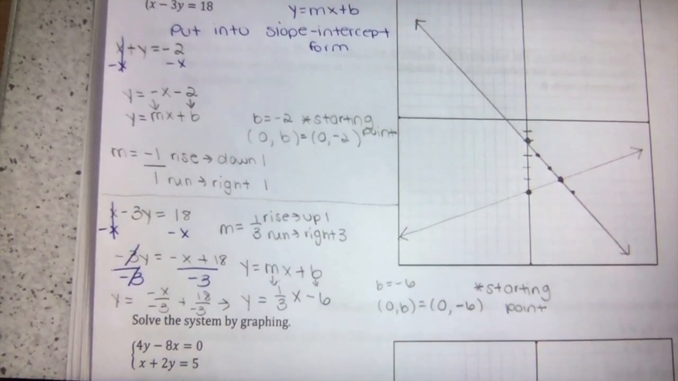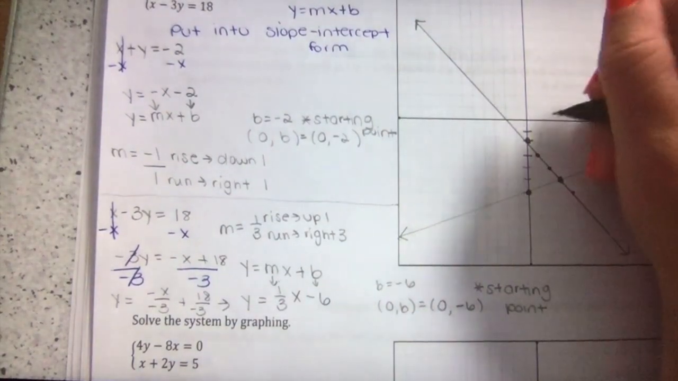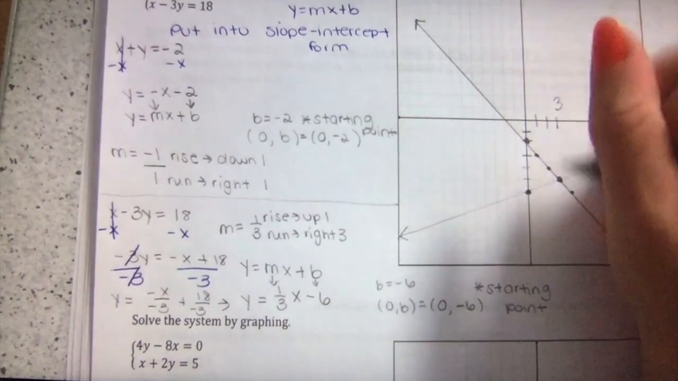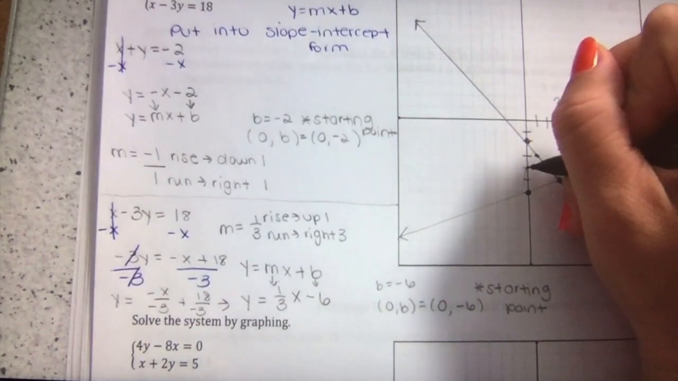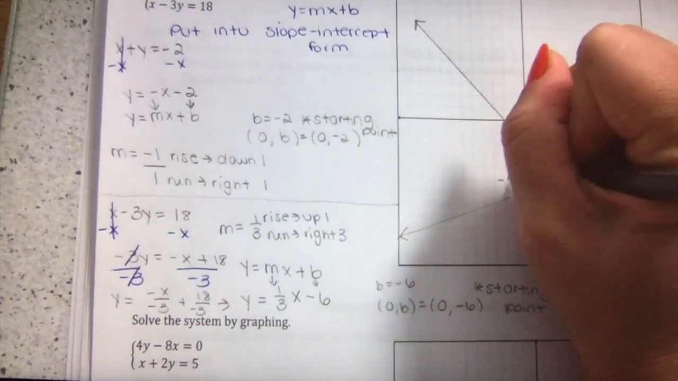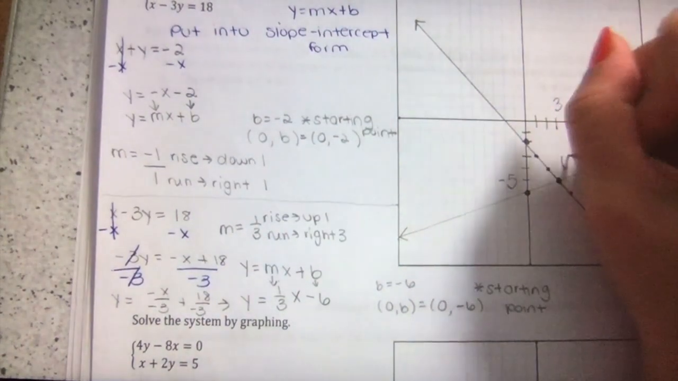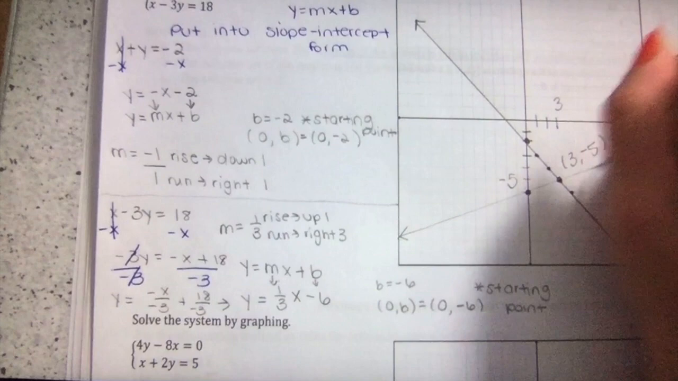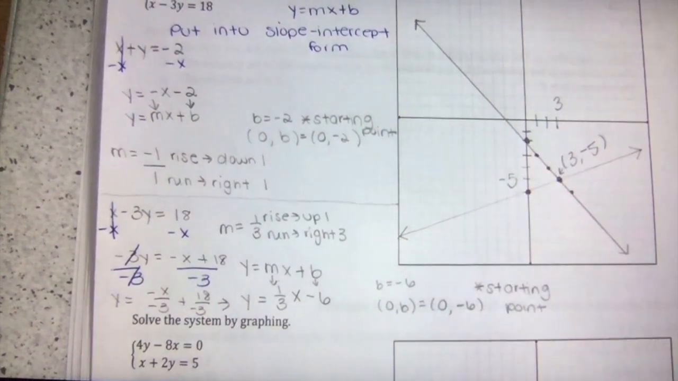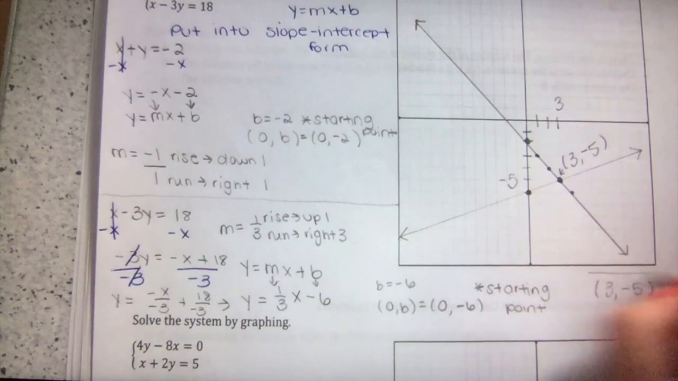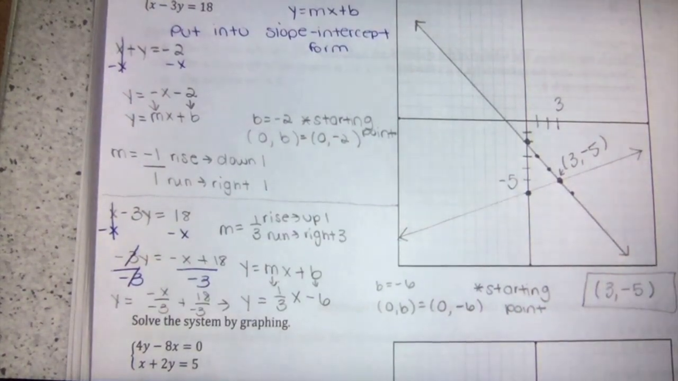Okay, so these two lines cross. That's what we're looking for. That's our solution at this point right here, which is over 3, down 1, 2, 3, 4, 5. So over 3, down 5, so 3, -5 is the point where they cross. So that is our solution. The ordered pair 3, -5: over 3, down 5.